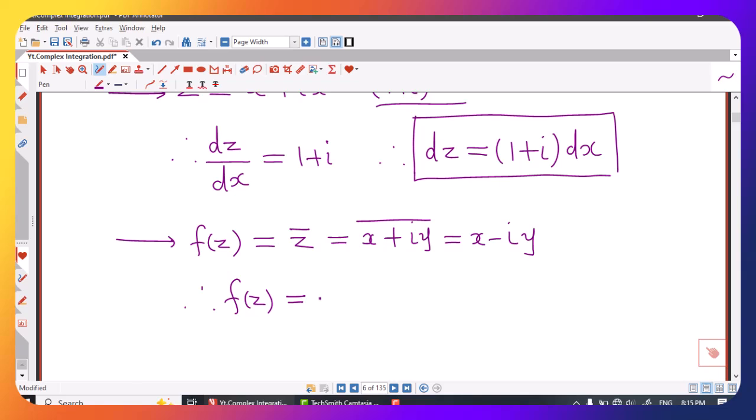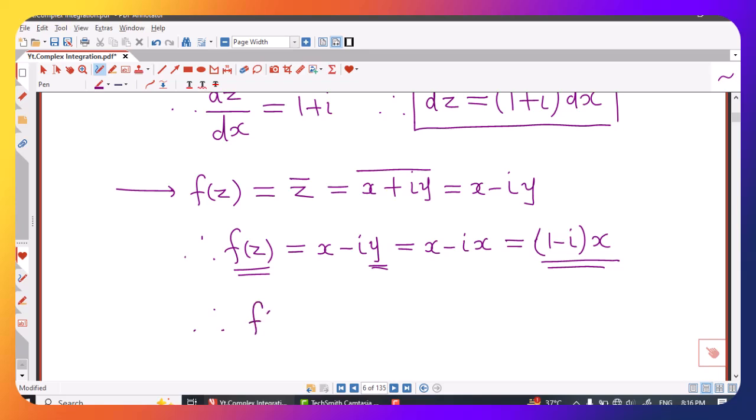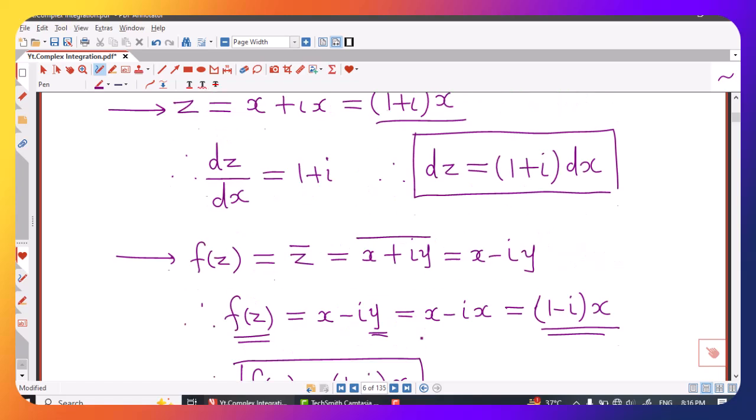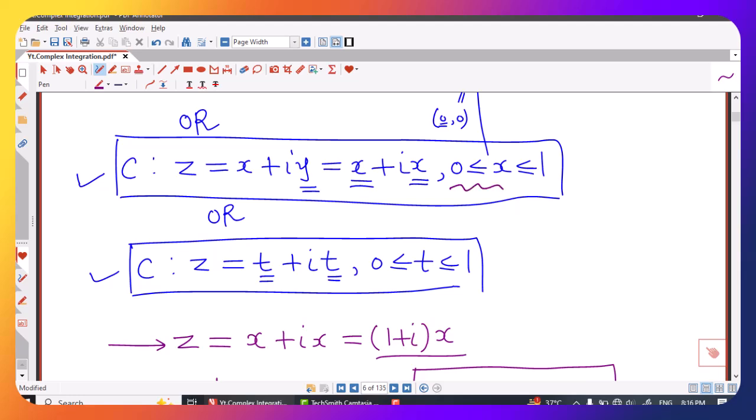f of z is x minus iy, and now we know that along the given curve x and y are equal, therefore I write y equal to x, and if I take x common, I will have 1 minus i times x. Therefore I have converted f of z in terms of x, and dz is also converted in terms of x. So I write f of z equal to 1 minus i times x, dz is 1 plus i times dx, and x lies between 0 and 1.